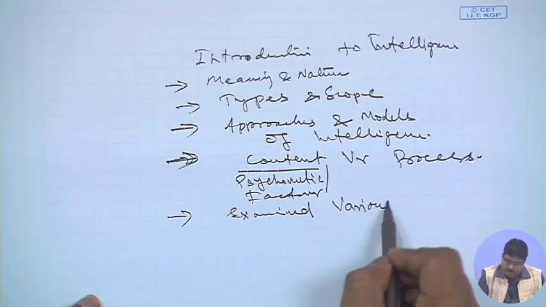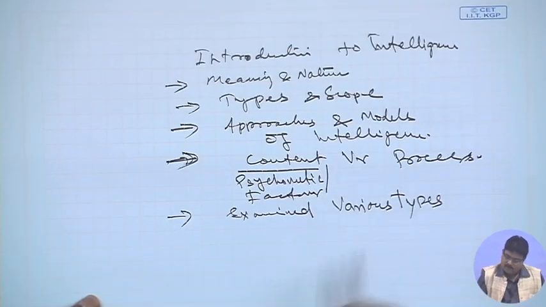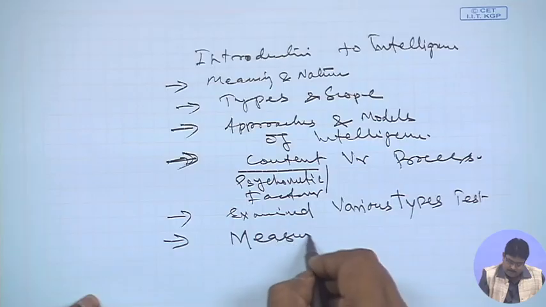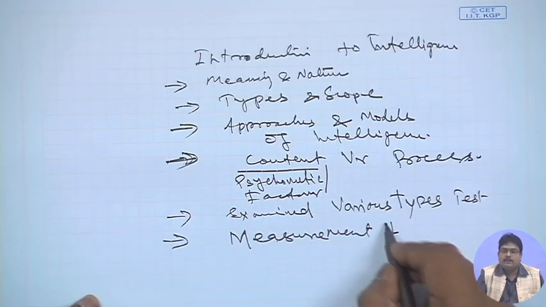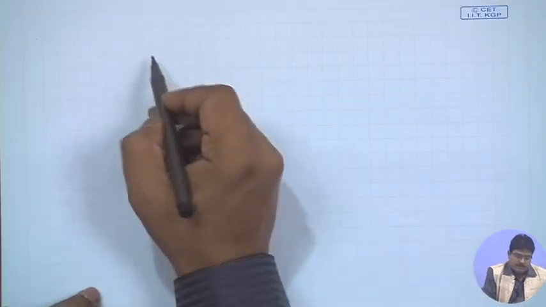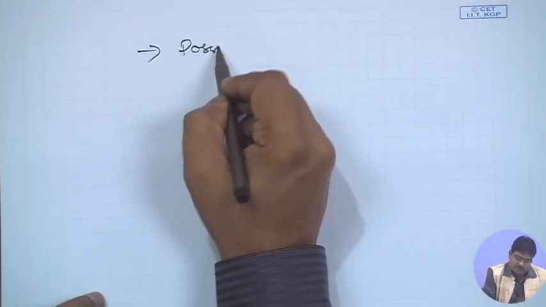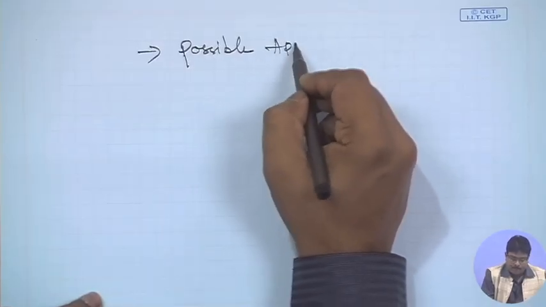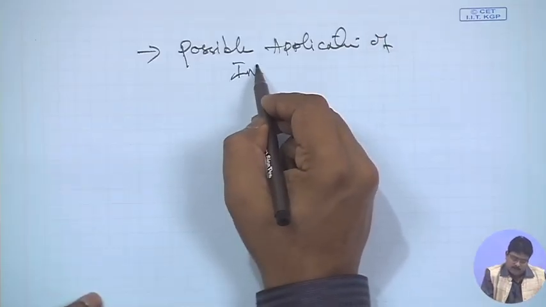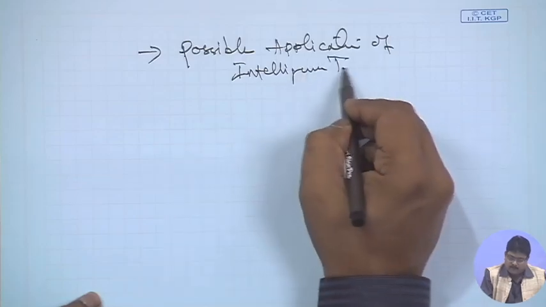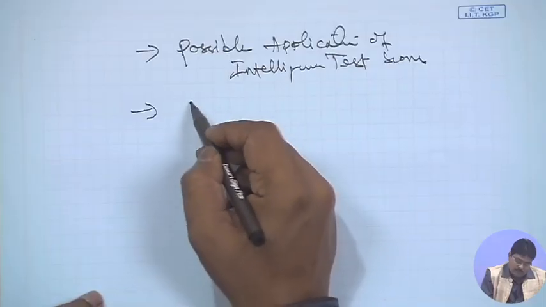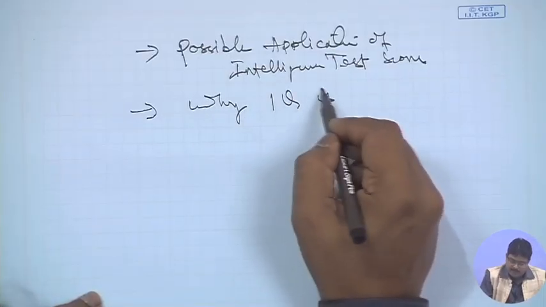And thereafter we also examined various types of tests, where we examined the measurement of intelligence. Okay. Then after measurement, we examined the possible applications of intelligence test scores. We also examined why IQ is not enough.